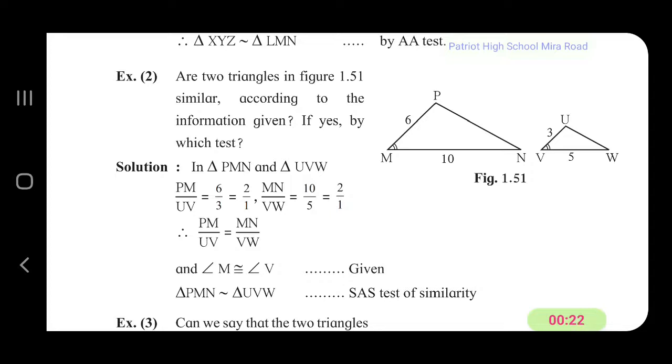In triangles PMN and UVW, we take the ratio of PM upon UV. That comes out to be 6 upon 3, and 6 upon 3 is equal to 2.